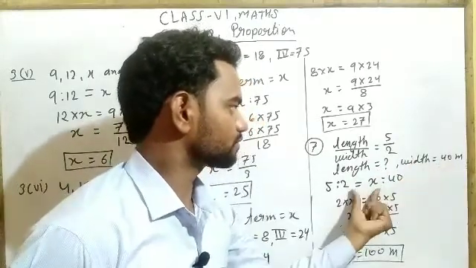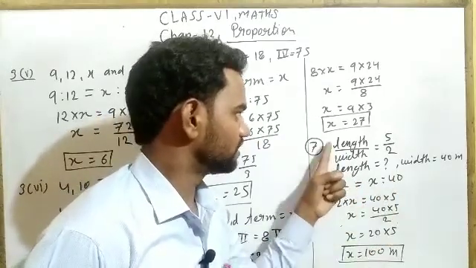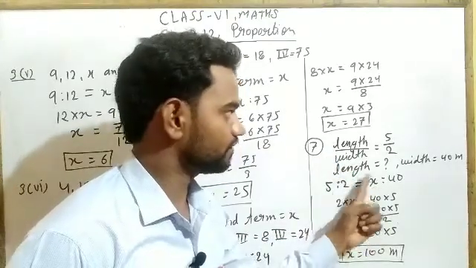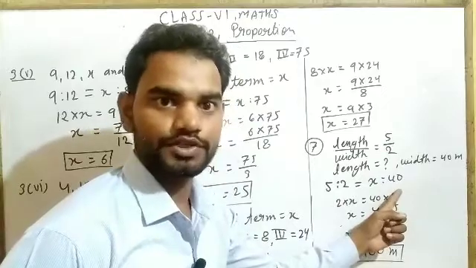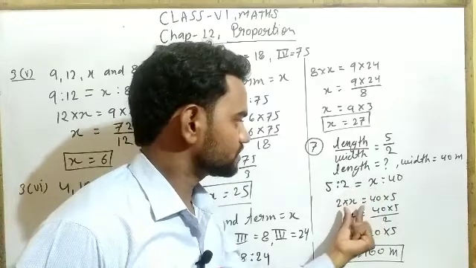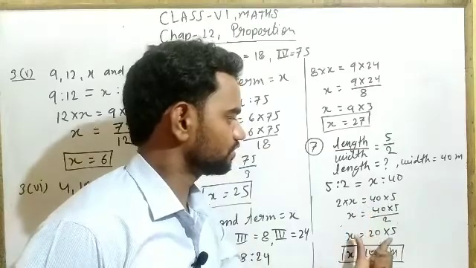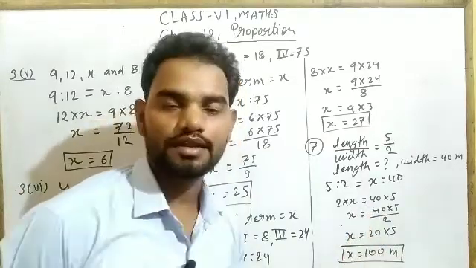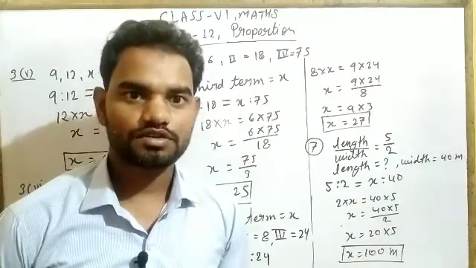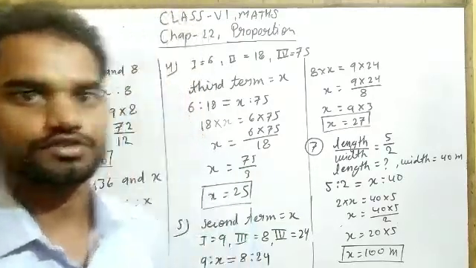We will form the proportion: length to breadth equals length to breadth. The length we have to find out. The breadth is 40 meters. This is in the form of a proportion, so product of means equals product of extremes. 40 can be cancelled by 2, giving 20 into 5, so x equals 100 meters. This is the length of the playground, where the width is given as 40 meters. These are the solutions of the given questions. First of all, take a screenshot of these questions.